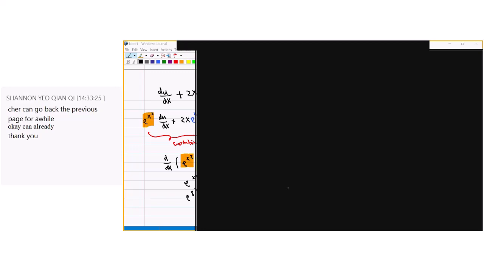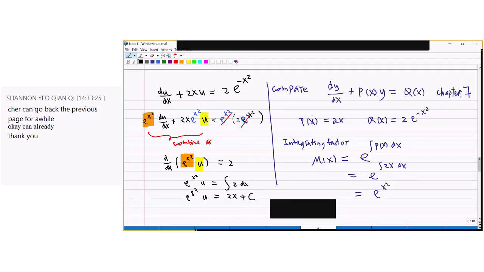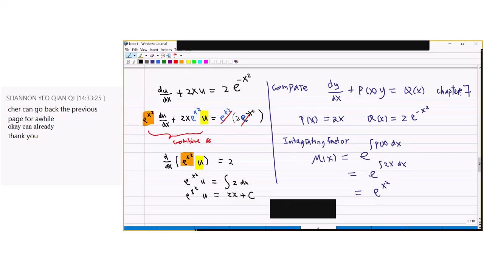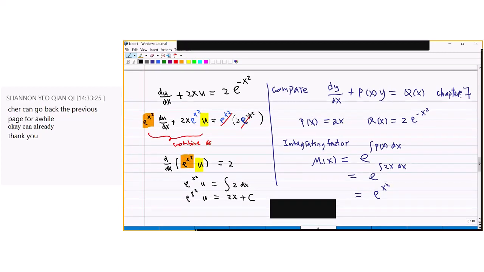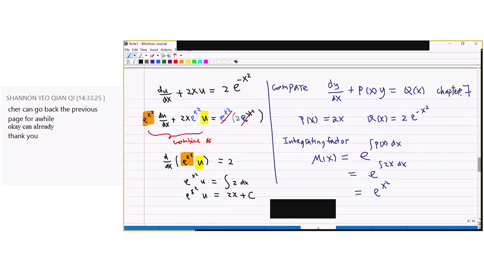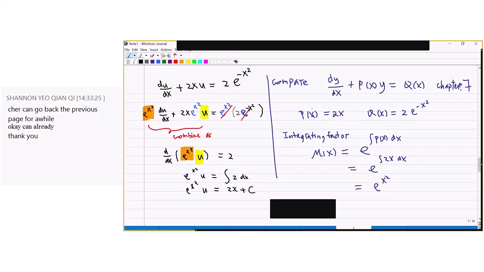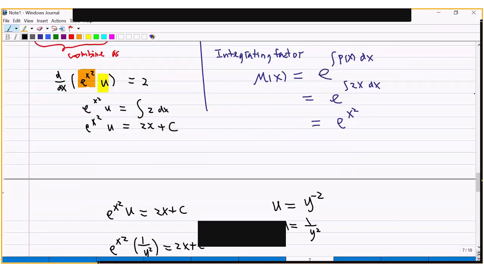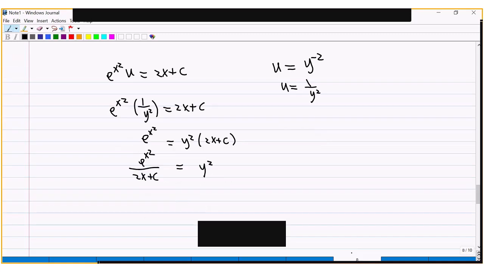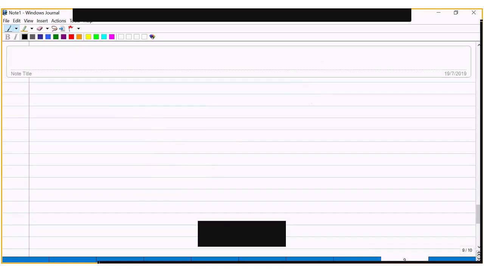Alright, so any request? So this is example 3. The method is quite standard. After you go through a few rounds, you will think, oh, this is the type of question you do all the time. Okay, so this is example 3. Right, so I'm going to show you example 4 now.